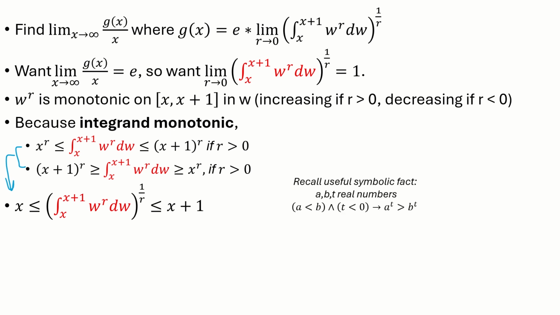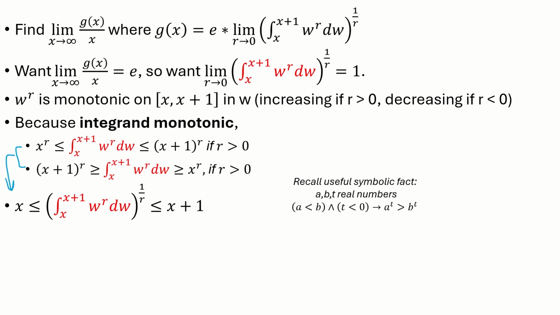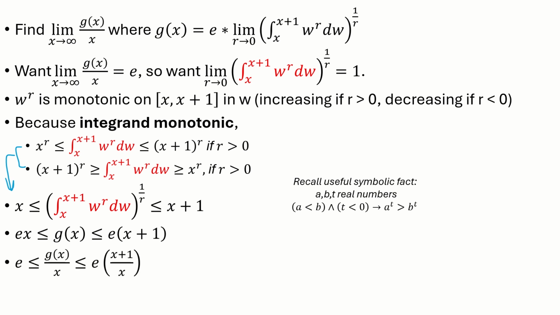Since x is independent of the limit variable r in the definition of g, this means that g of x is between e times x and e times x plus 1, which means g of x over x is between e and e times x plus 1 over x. Now we can take the limit as x goes to infinity of our bounds for g of x, which converge to e, and apply the squeeze theorem to get our result.